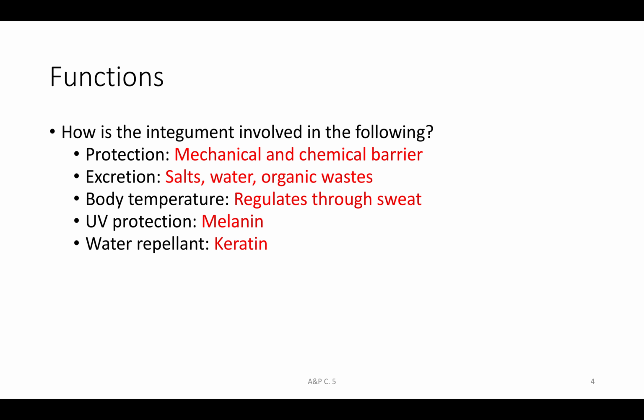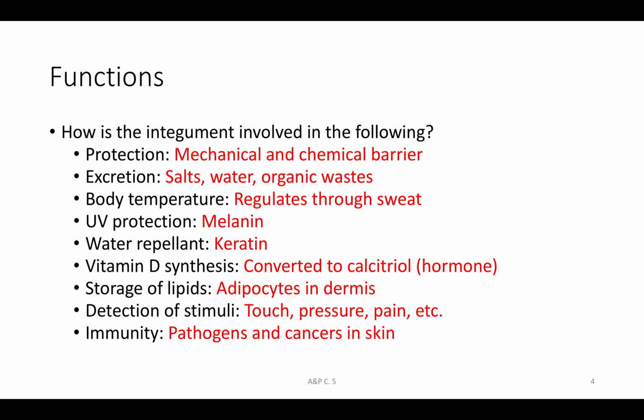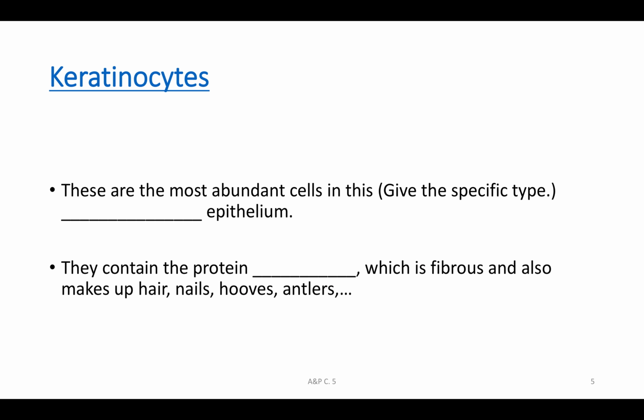The functions of the integumentary system are protection, excretion, and it helps regulate our body temperature. The pigment melanin helps protect us from the sun. The protein keratin acts as a water repellent. Vitamin D synthesis: our body needs vitamin D for healthy bone development, and we get that vitamin D either from the sun or our food. It stores lipids, it detects stimuli like touch and pressure, and it also plays a role in immunity.